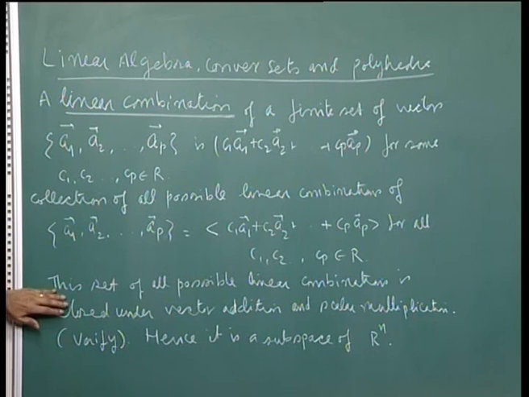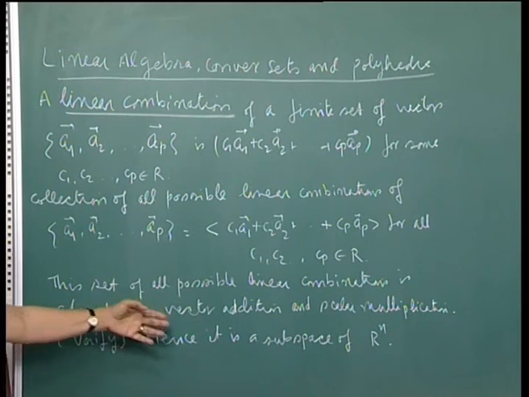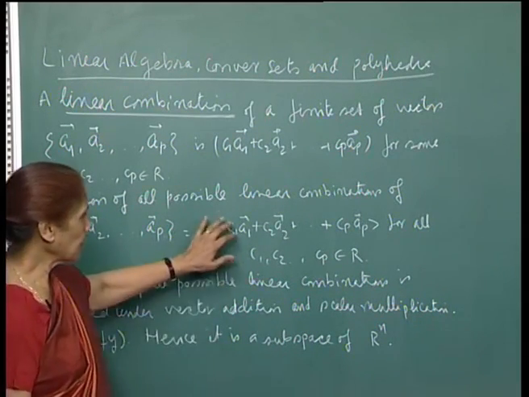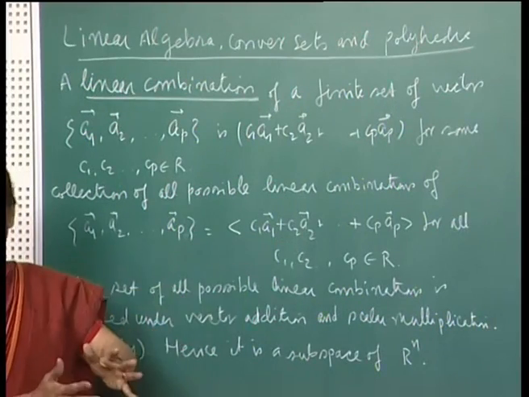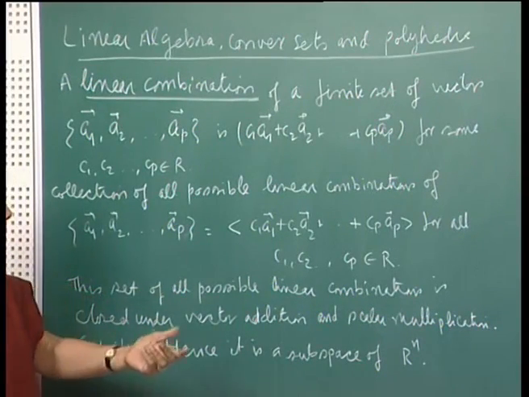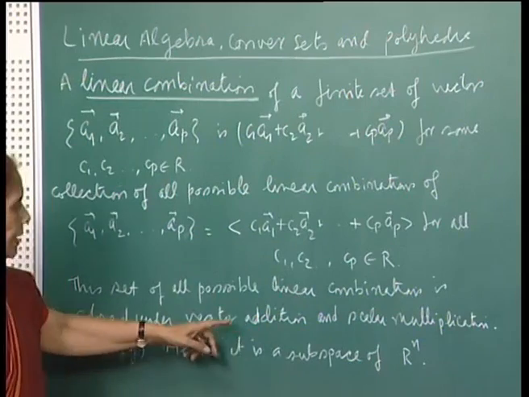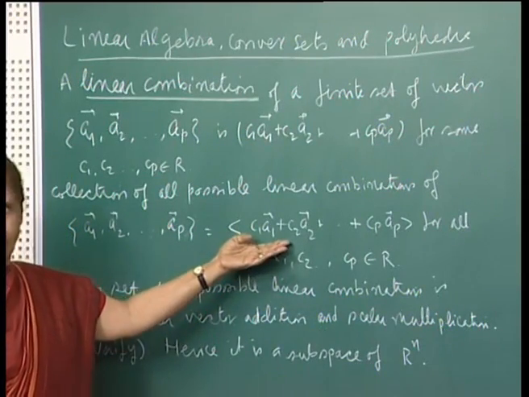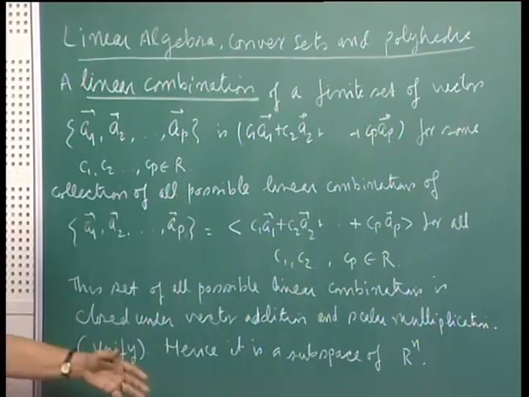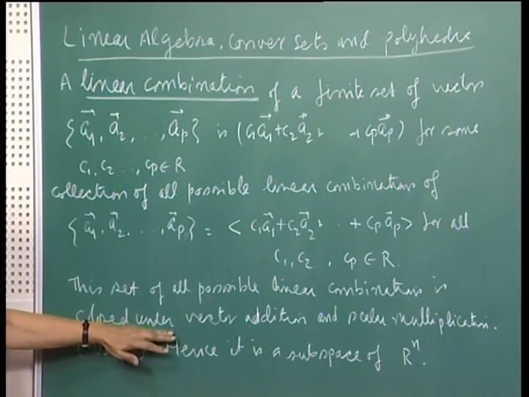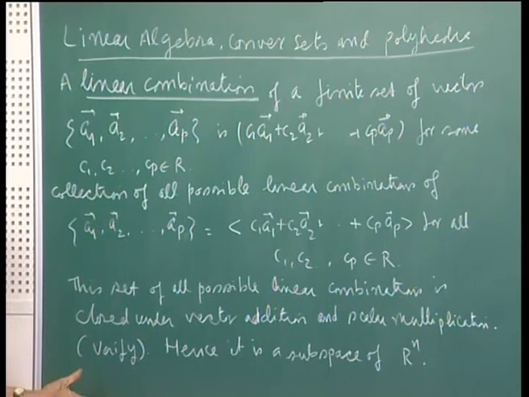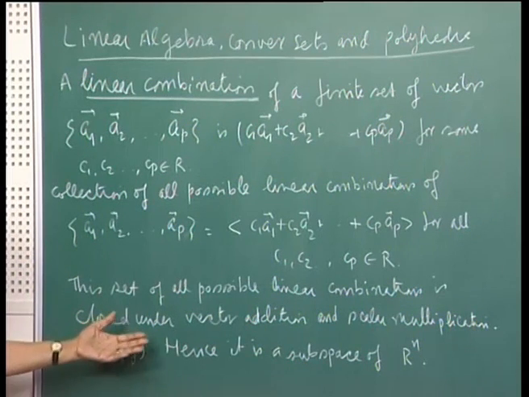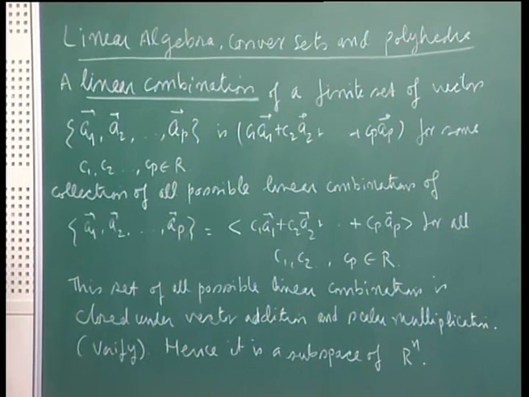Now, you can immediately verify, and I want you to do this, that this set of all possible linear combinations is closed under vector addition. When you take two linear combinations and add them up, it will again become a linear combination of a1, a2, ap, and similarly it is closed under scalar multiplication also by definition. And then if you remember, these are the axioms that you require for a set of vectors to be a subspace, and so hence it is a subspace of Rn.